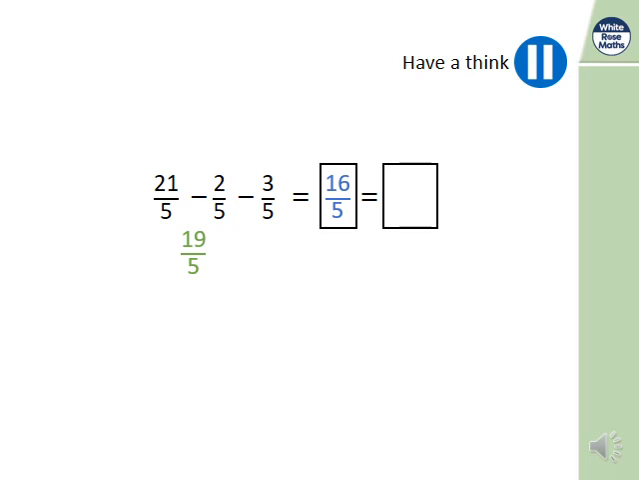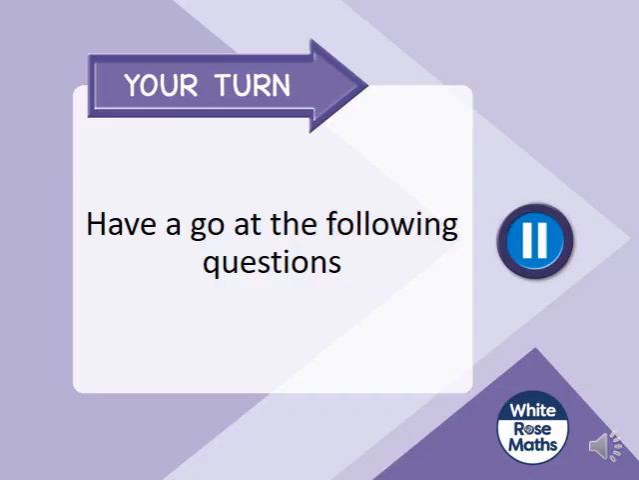What would it be as a mixed number? Out of our 5 times table, we know 5, 10, 15 fifths is 3 wholes, and it would have been 3 wholes and 1 fifth.